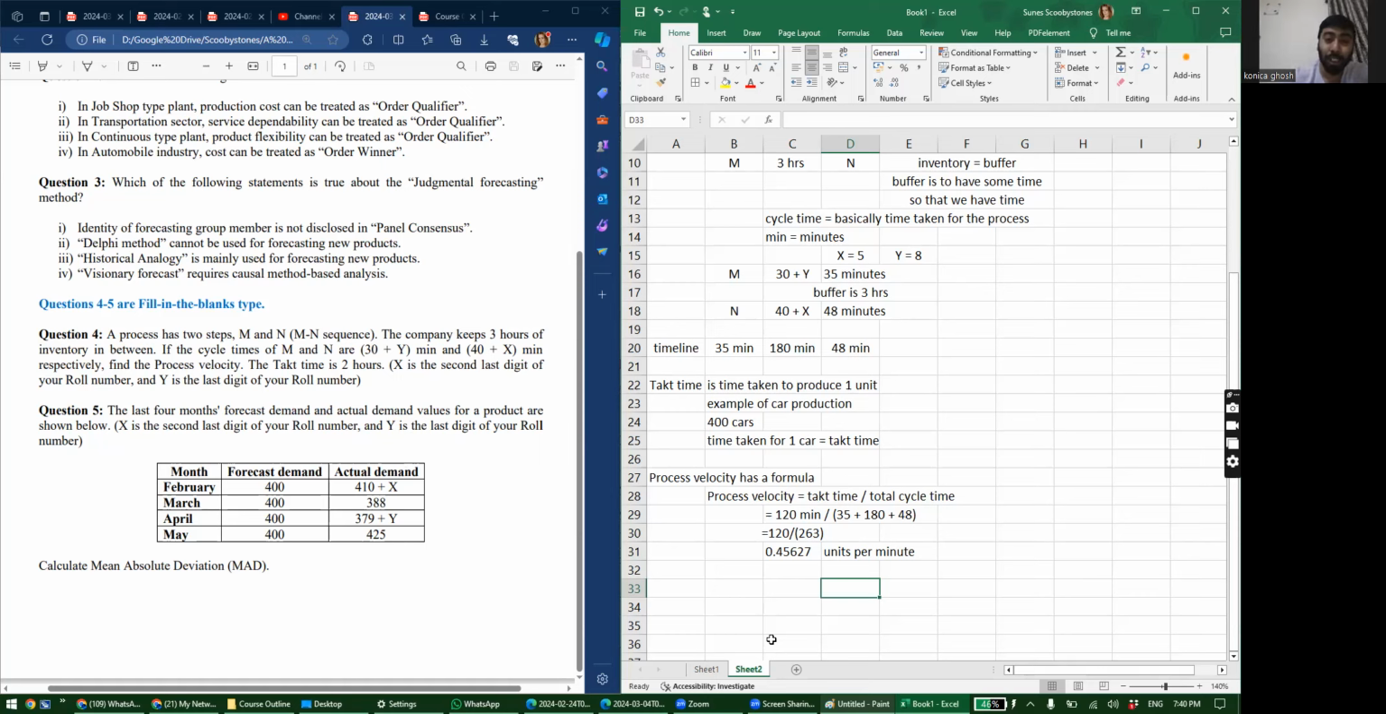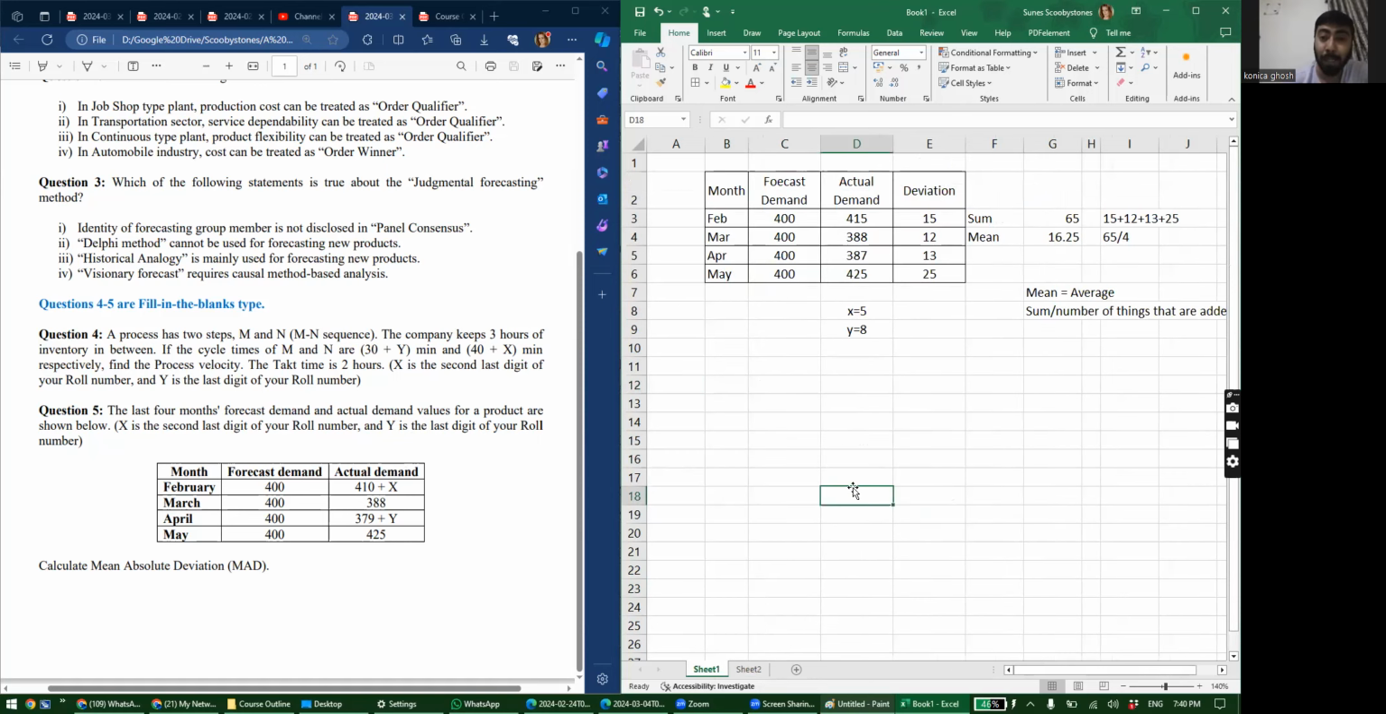So just don't get confused. See this forecast demand. Let's go to the next one, question number 5. Just for example, when you get the actual question, it is not mandatory that every month they will give the same number. 400 will not always stay. They might confuse you by giving random numbers. Don't get confused. The formula or whatever we have worked out is the same. You just have to subtract one from the other and find out the deviation in the last column.